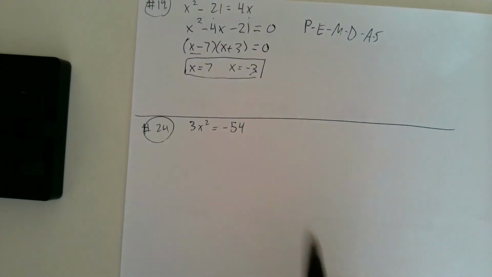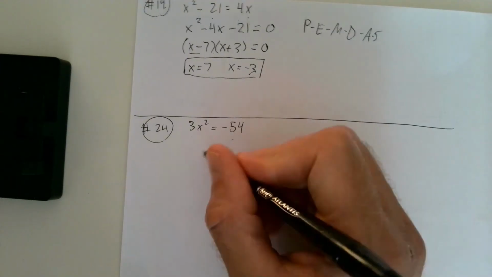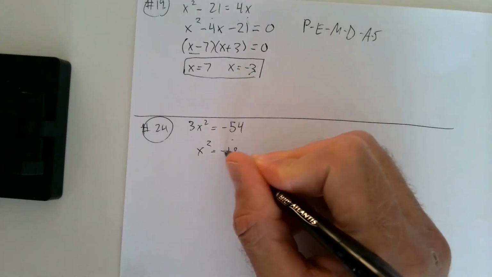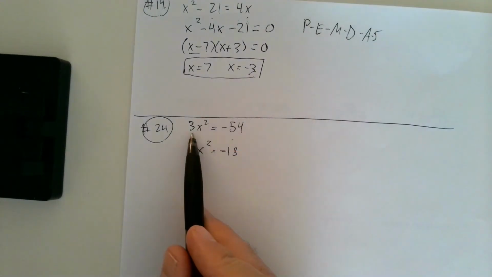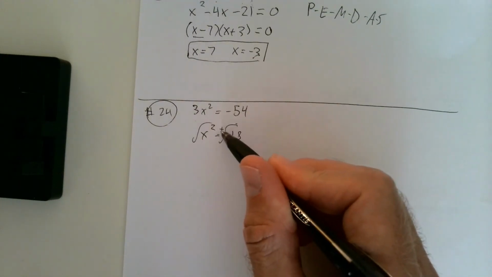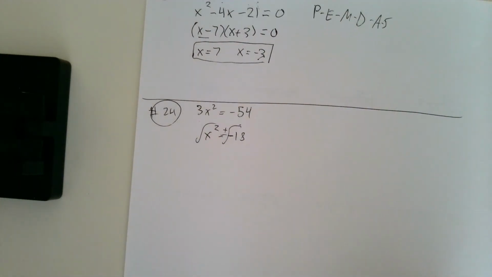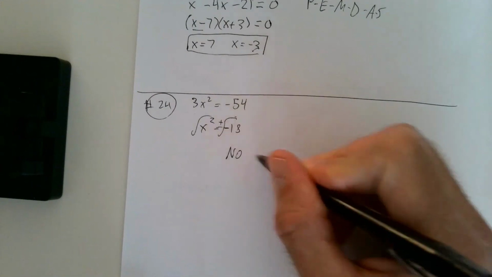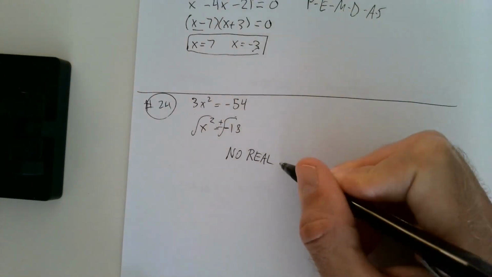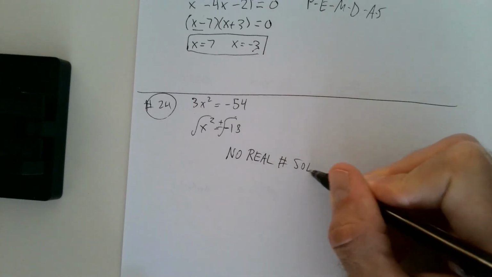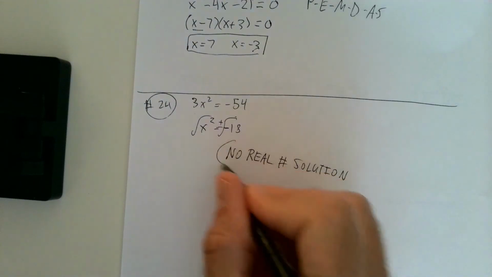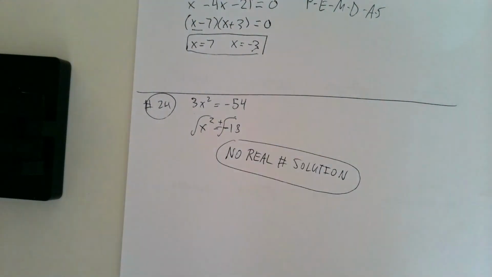Last one here, let's see, if we divide both sides by 3, we get a negative 18, because a negative divided by a positive is negative. And now whenever we take the square root of a negative, for our class probably the best thing to say is no real solution, or no real number solution. In Algebra 2, you'll learn that there are two solutions. They're just called complex numbers.